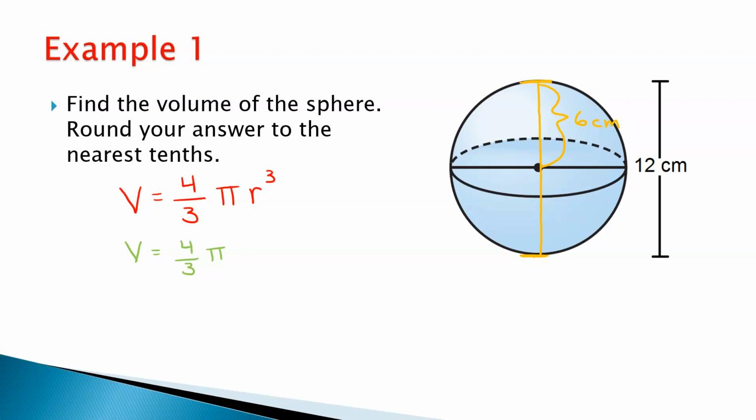All right, so be careful. They won't always write it horizontally. Sometimes it might be vertical. Any line that you take from the center of that sphere to the outside would be considered your radius. All of those would measure 6 centimeters.